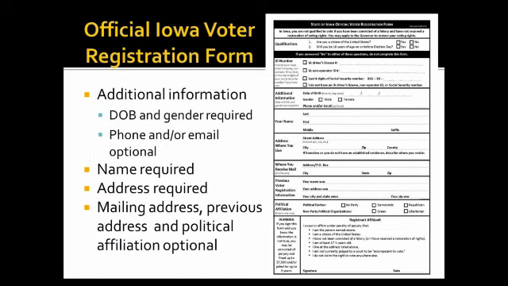There's an additional information section. In this section, the date of birth for the applicant and the applicant's gender are required information. They must be filled out by all applicants. A phone or email address is additional information that is optional and is not required to complete the voter registration process. The voter's name is required, and so is the voter's residential address.